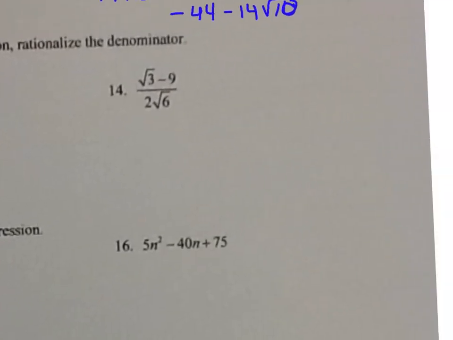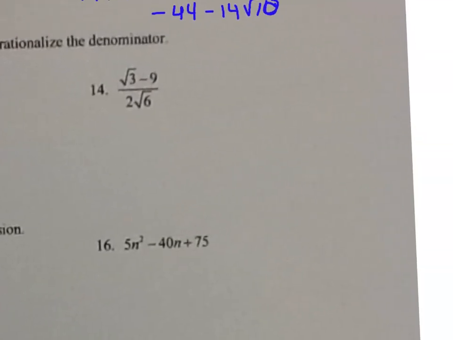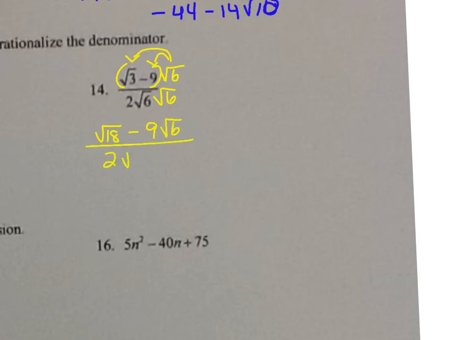All right, let's take a look at 14. Again, even though it's 2 the square root of 6, this is a monomial because there's no plus or minus in between the 2 and the square root of 6. So you just multiply by the square root of 6. Now, the numerator is a binomial, so you're going to have to make sure you distribute the square root of 6. So the square root of 6 times the square root of 3 is the square root of 18. And the square root of 6 times negative 9 is negative 9, the square root of 6. Over 2 times the square root of 36, because 6 times 6 is 36.